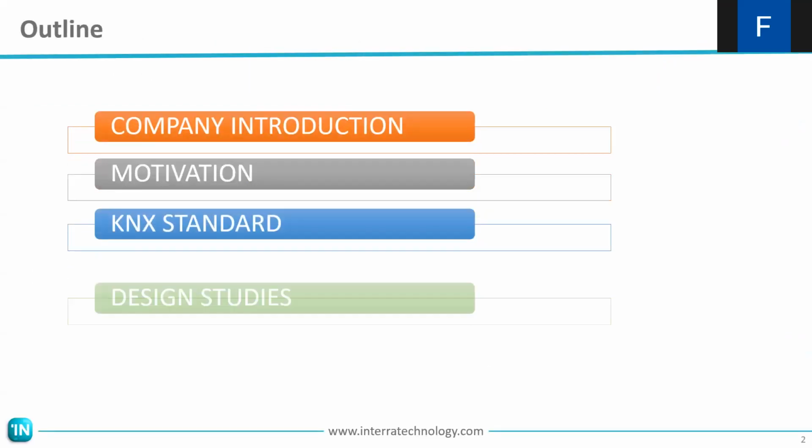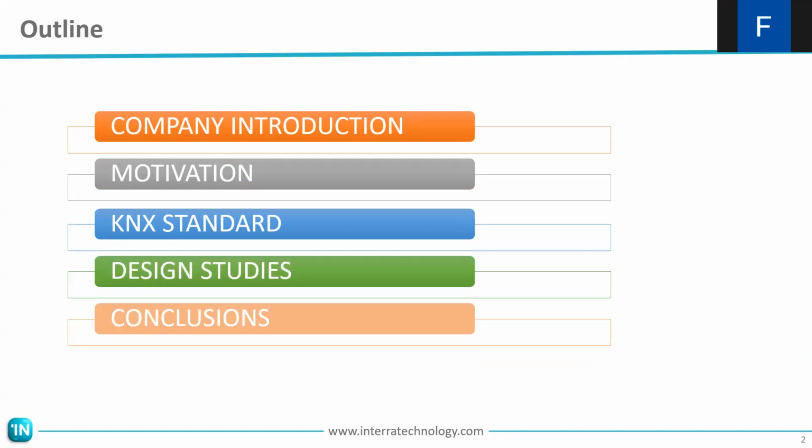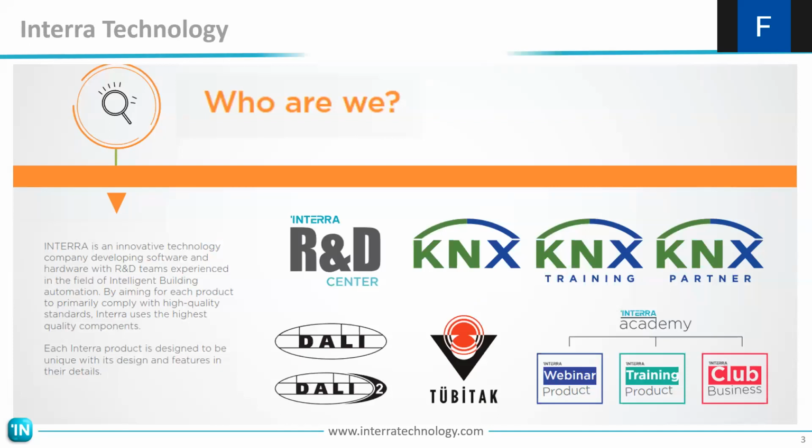Here is our presentation outline. At the beginning of the presentation, I will give some short information about our company and focus area. After that, I will tell you why we started this study and what our motivation is for designing this product. Next, I will explain what KNX is and what we need to get a KNX certificate for a product. At the next stage, I will tell you the design methodology of our universal dimmer, and at the end of the presentation, I will explain the stage of the product that emerged as a result of the study.